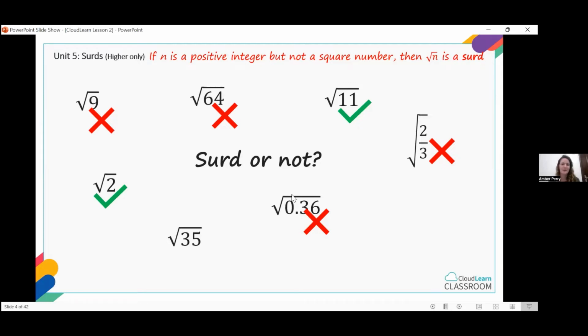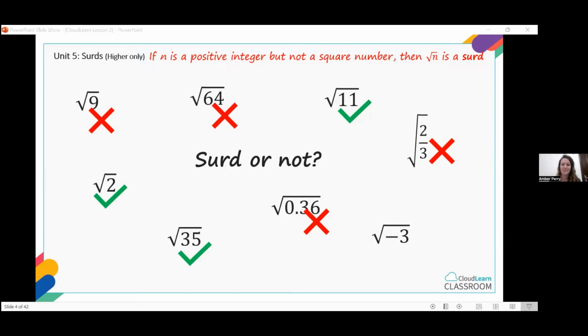And I think this might be the last one. Oh, sorry. Oh, well, I think I accidentally just gave you the answer there. But yeah, that one is a surd because it's not a square number. So it's a whole number, not a square number. Here's the last one, square root of -3. It has to be a positive integer, but not a square number.